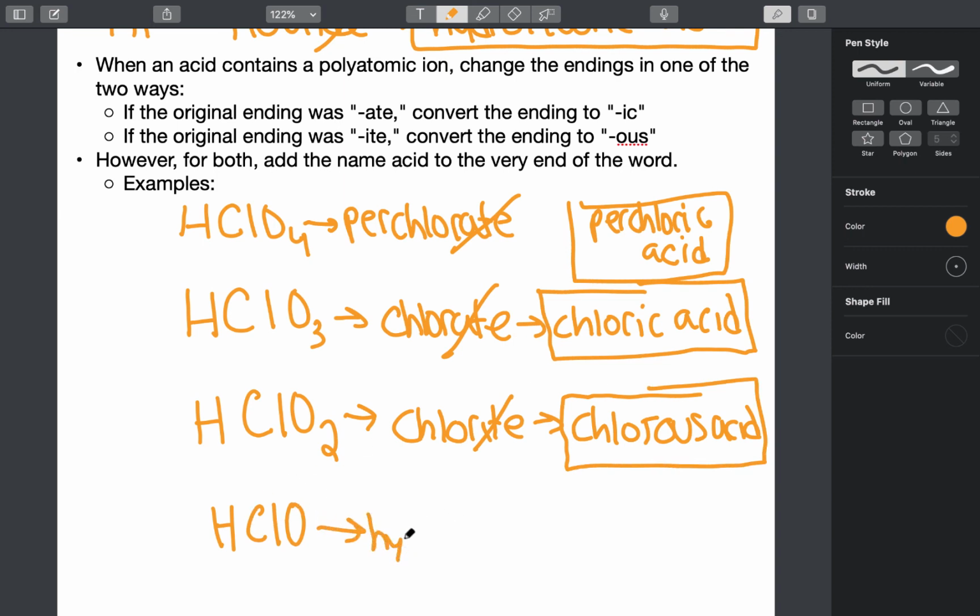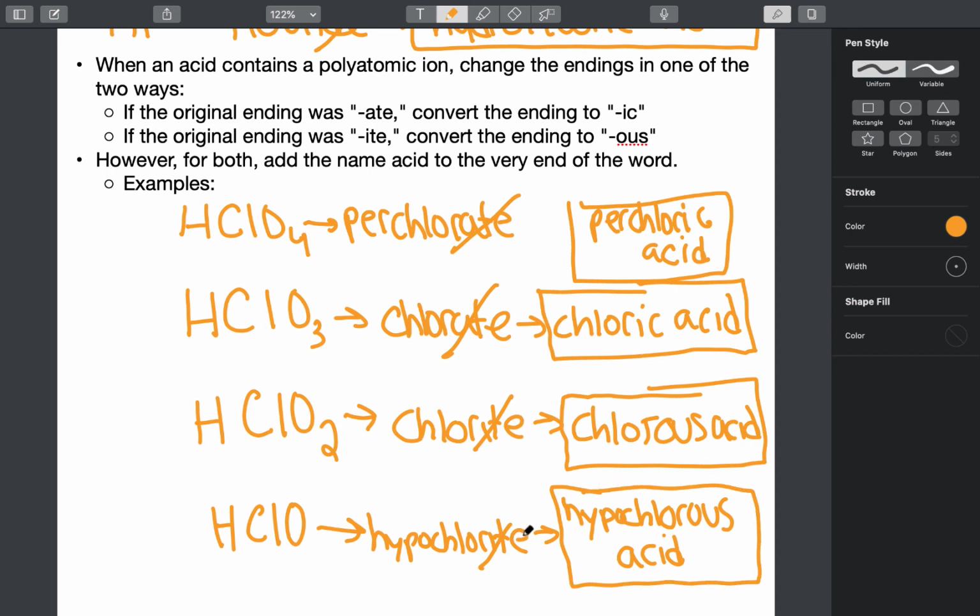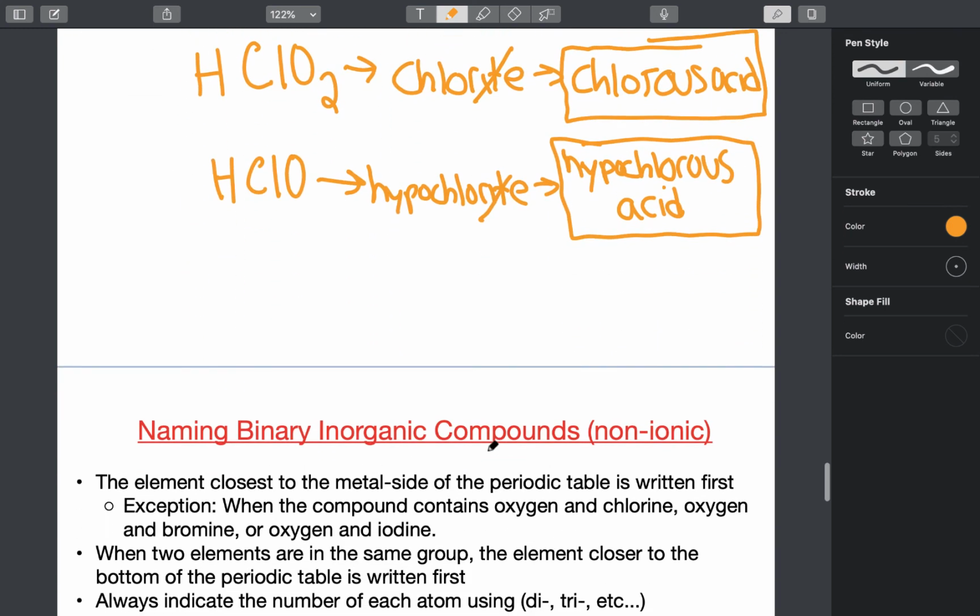So the last one, hopefully you know what this one is too. This is hypochlorite. Therefore, you drop the "ite" and you say hypochlorous acid. So hypochlorous acid. And that's how you name these polyatomic anion acids. Okay.